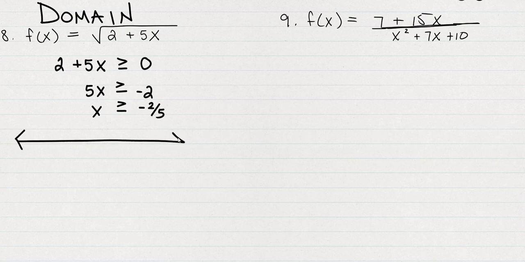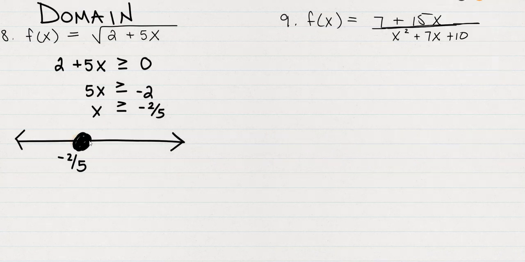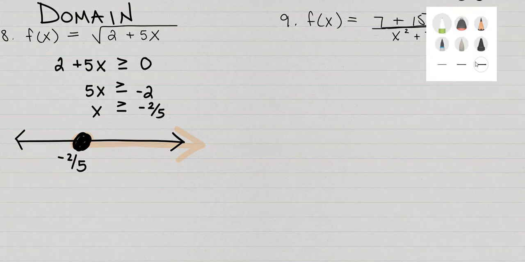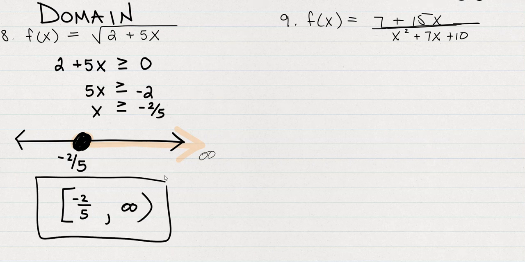If you picture this on the number line, here's a negative 2/5. I can equal negative 2/5, so I'm going to have a closed circle, or have anything that's greater than that, up to infinity, right? So in interval notation, I'd say include negative 2/5. So I've got a bracket and go up to infinity. That's just a notation for interval notation.